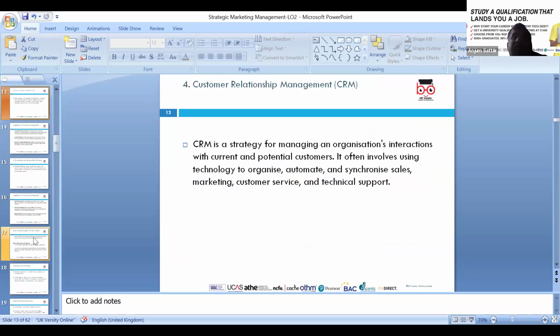Then we can look around CRM, customer relationship marketing. Of course, the customer is the king. We have to keep our customers happy. Service quality leads to customer satisfaction. And customer satisfaction leads to satisfying the customer's needs and wants. Then we can look around customer loyalty.